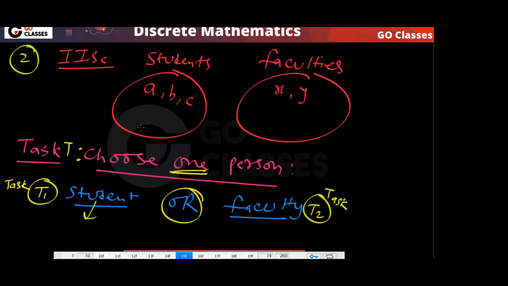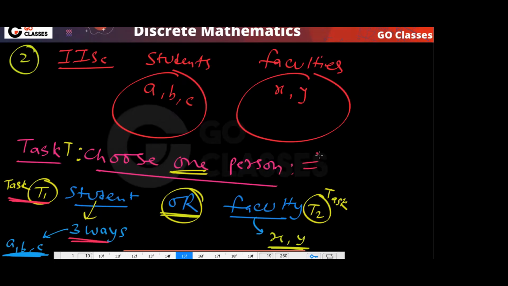How many ways for choosing a student? There are 3 ways. You can choose either A or B or C. And if you want to choose a faculty, there are 2 ways. You can choose X or Y. So task T1 you can do in 3 ways, and task T2 in 2 ways. So how many ways for task T? That will be 3 plus 2.